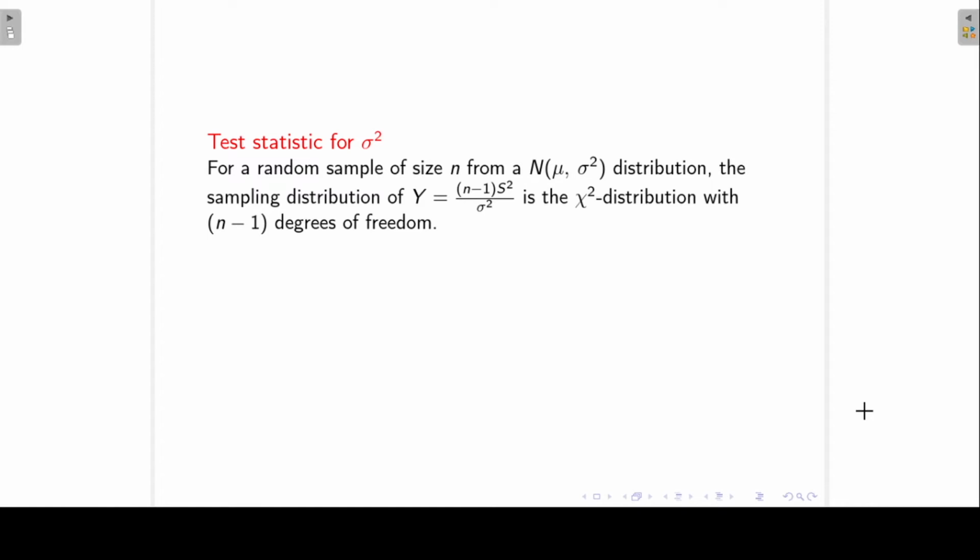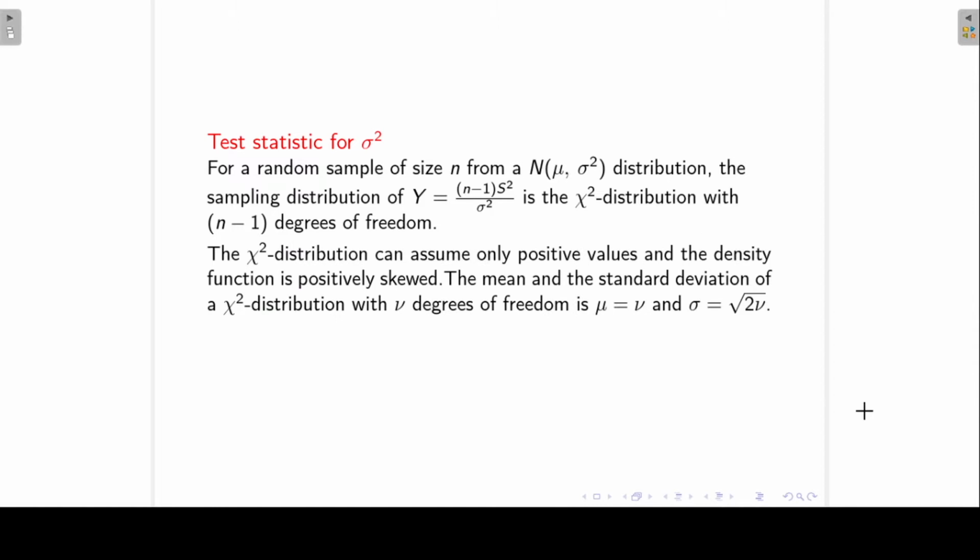So for a sample of size n from a normal distribution, the sampling distribution of the following statistic, n minus 1 times s squared over sigma squared, is the chi-square distribution with n minus 1 degrees of freedom. So n minus 1 will be the sample size minus 1, s squared is my sample variance and sigma squared is my population variance.